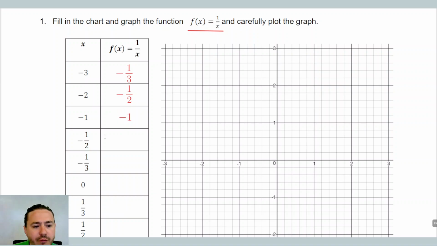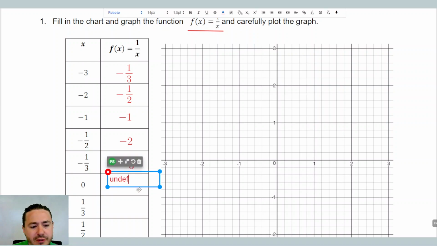If I plug in -1/2, now this might be the only place where it gets a little tricky, but if I plug in -1/2 here, I get 1 divided by -1/2, so that'd be -2. 1 divided by -1/3 is -3. 1 divided by 0 is undefined, so that's going to be where our vertical asymptote is.